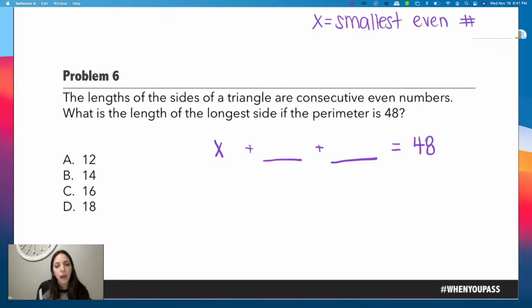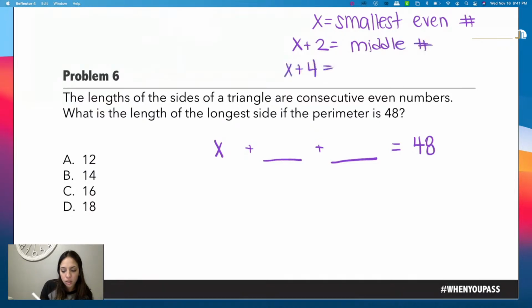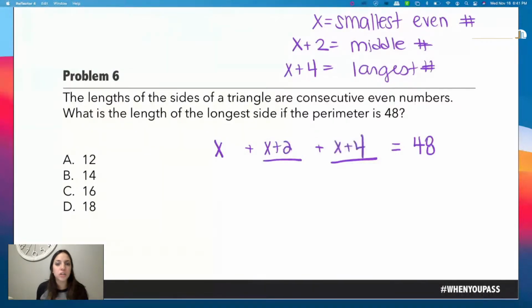Now, what are my other two spaces going to be filled with? x plus 2, the middle number, and x plus 4, the largest number. Why 2 and 4? Because even numbers are 2 apart from each other.